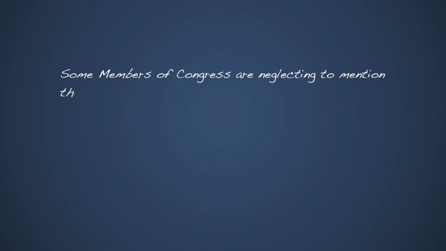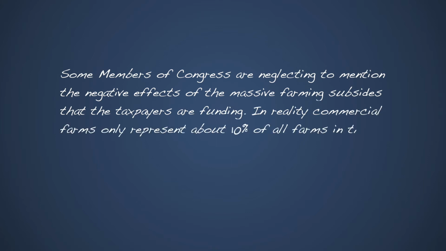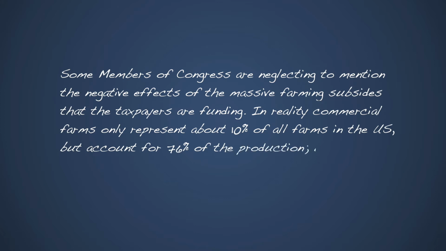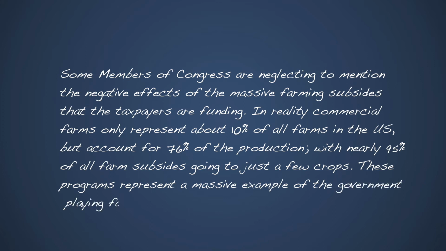Or something like this. Some members of Congress are neglecting to mention the negative effects of the massive farming subsidies that the taxpayers are funding. In reality, commercial farms represent only about 10% of all farms in the U.S., but account for 76% of the value of production. With nearly 95% of all farm subsidies going to just a few crops, these programs represent a massive example of the government playing favorites and intervening in the free market.